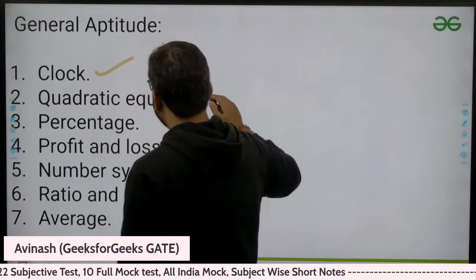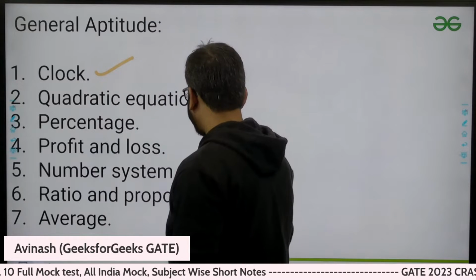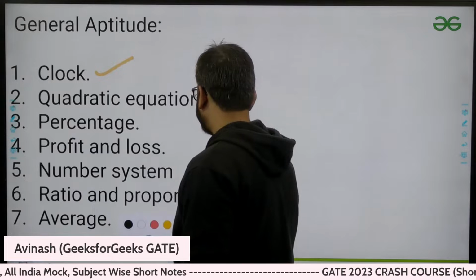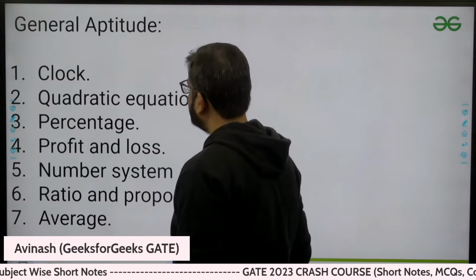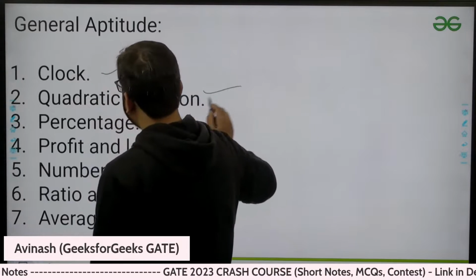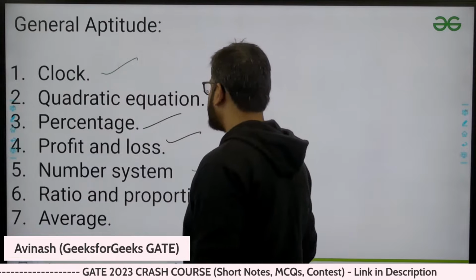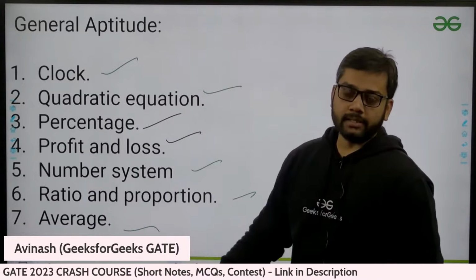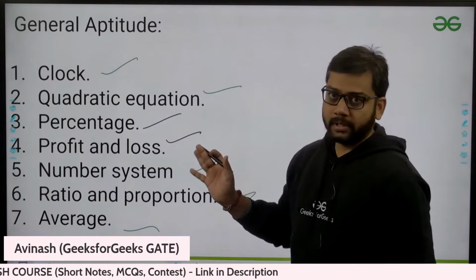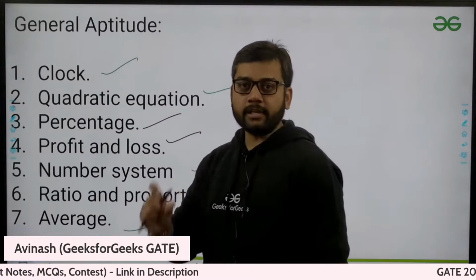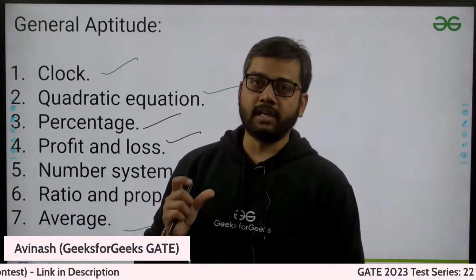There is the clock, quadratic equation, percentage, profit and loss, number system, ratio and proportion, and average. In this session, we are going to cover all of them. Plus, the important thing is we are going to use as few formulas as possible.